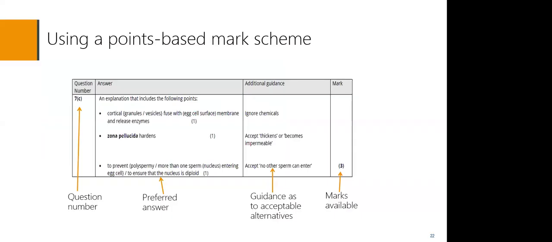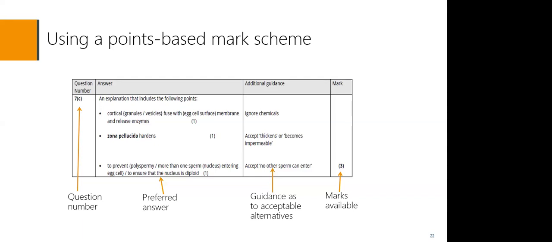So this is an example of a points-based mark scheme to a question. It's a fairly typical mark scheme. The question is worth 3 marks, and there are 3 marking points. So the first column gives the question number, identifies the question. The answer is provided in the second column. Each marking point is given as a separate bullet point. Additional guidance for each marking point is provided in the third column.